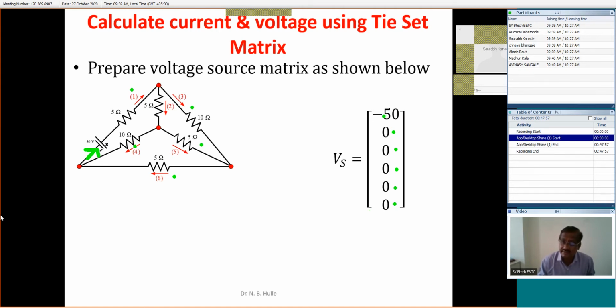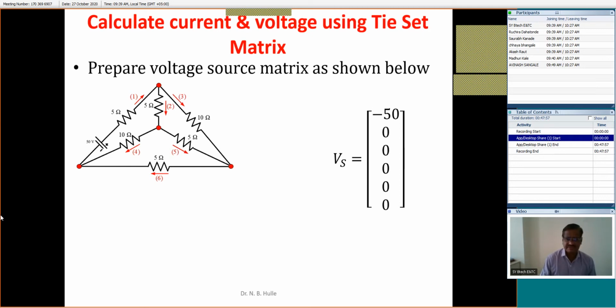Now look at how this entry is a minus 1. If we had taken this current downward, in that particular case this entry will be plus, because in that case the current will enter into the positive terminal of the battery. In that case, we will take that voltage as positive, otherwise that voltage will be negative. Whatever the random assumption of the direction of current, assume this direction randomly. And if this assumed direction is entering into the negative terminal of the battery, in that case this entry will be minus 1. This is the preparation of the voltage source matrix, which is VS.